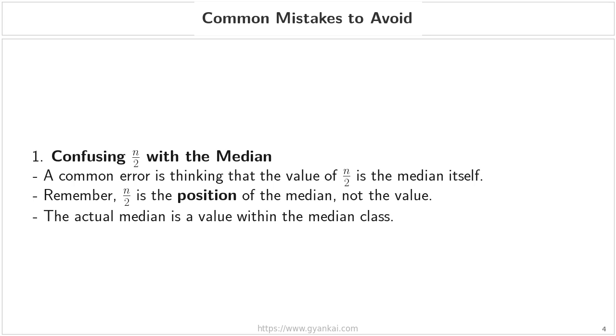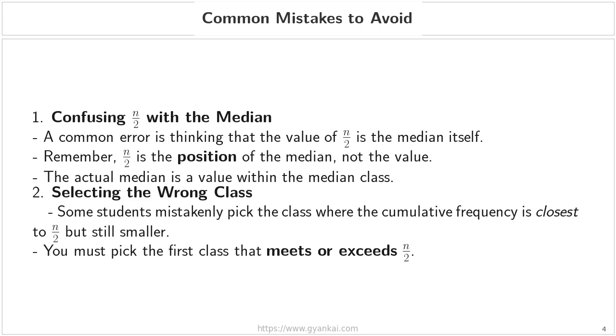First, a very frequent error is confusing the value of n divided by 2 with the median itself. It is easy to see that number 20 in our previous example and think, that's my answer. But remember, n divided by 2 is simply the position of the median in our data set. It tells us which observation we are looking for. The actual median is a specific value that lives somewhere inside that median class we identified.